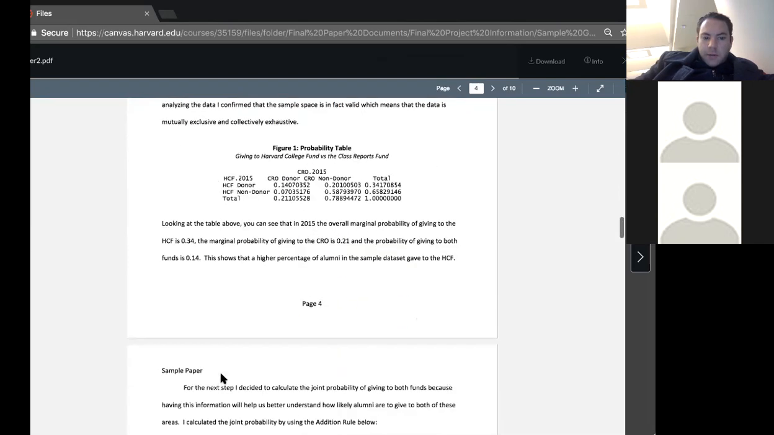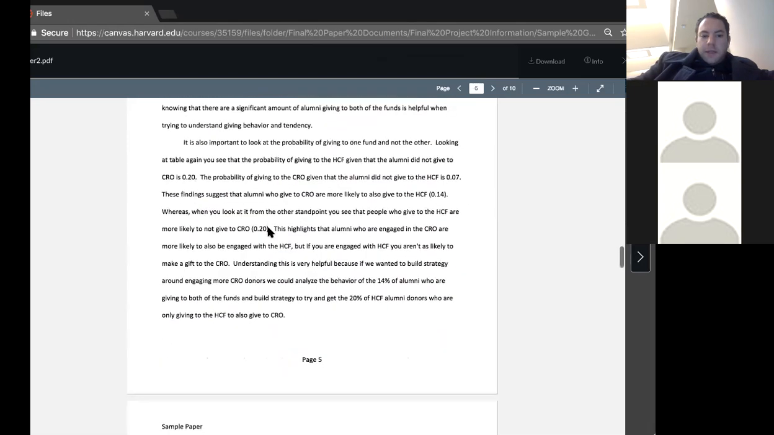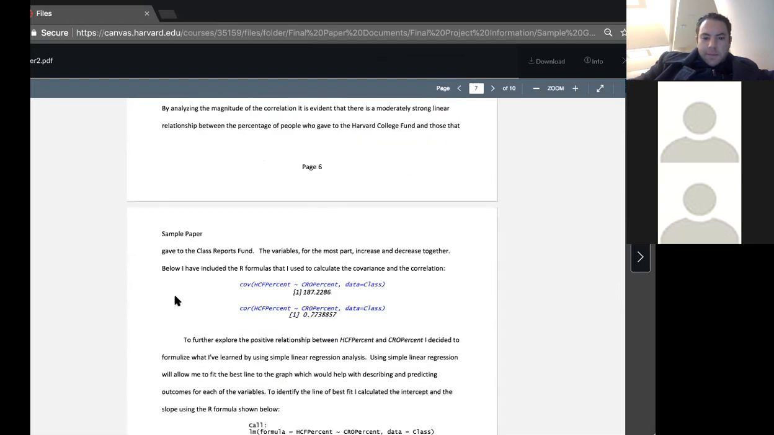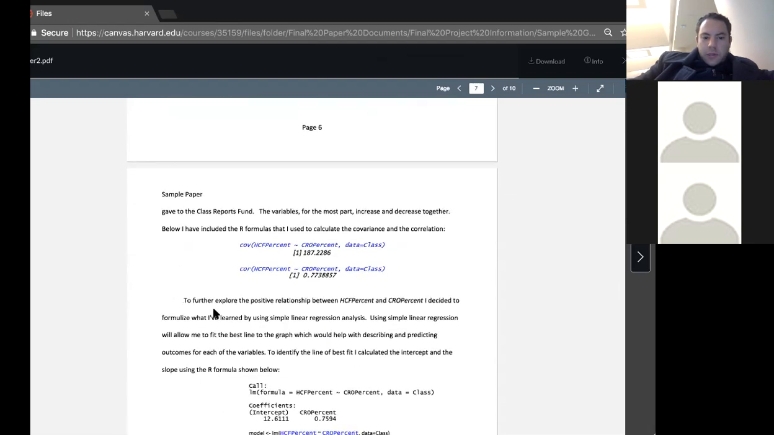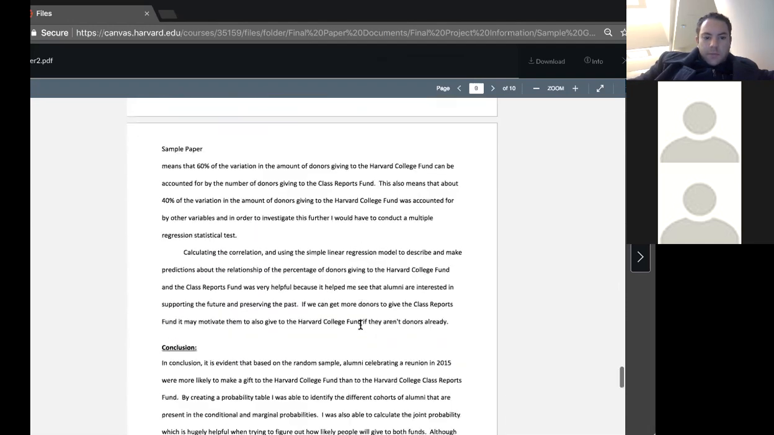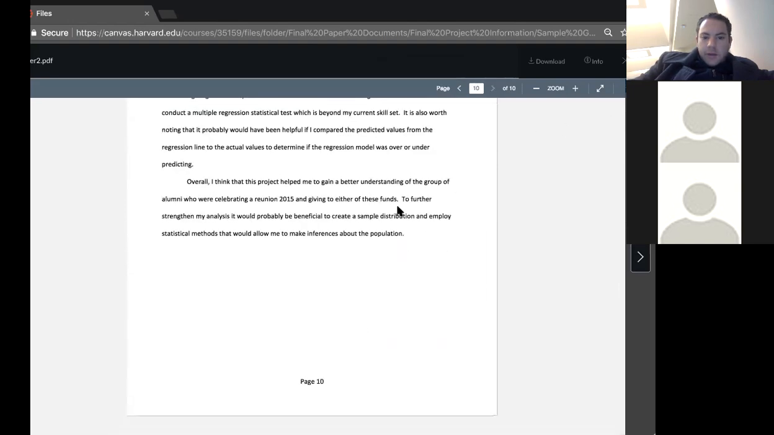The student made a probability table, and this used probability. Drawing on the probability module, they looked at the probability of whether a student is more likely to give as a donor, and looking at different factors that affect donating. And here's a scatter plot looking at correlation and covariance as some of the linear regression, making a conclusion here. This is 10 pages.